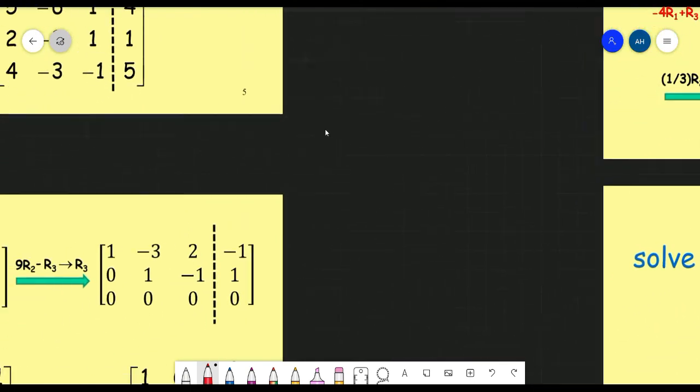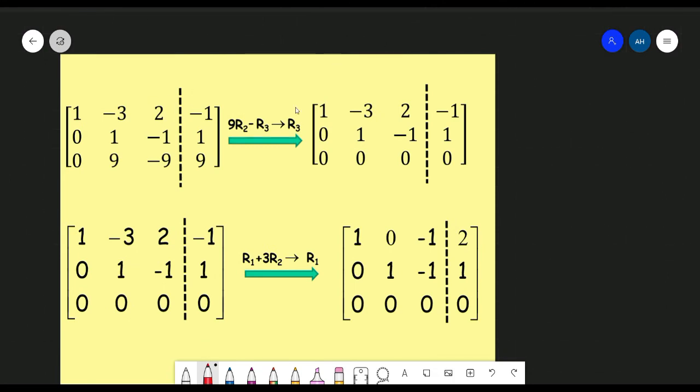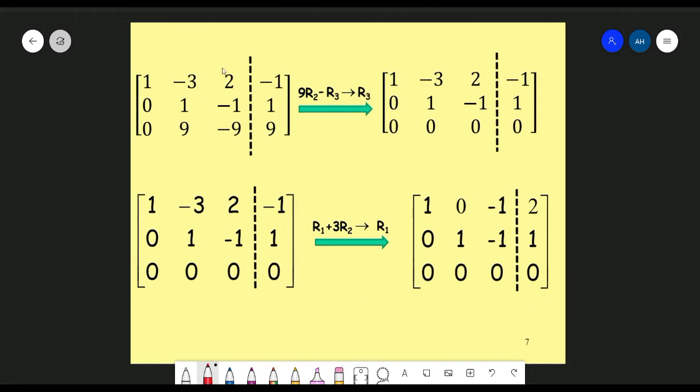Right. So here it is. This is the same matrix that I copy one more time over here on this slide. So we have 9, negative 9, 9, as our row number 3. We want to make this number 9, 0.